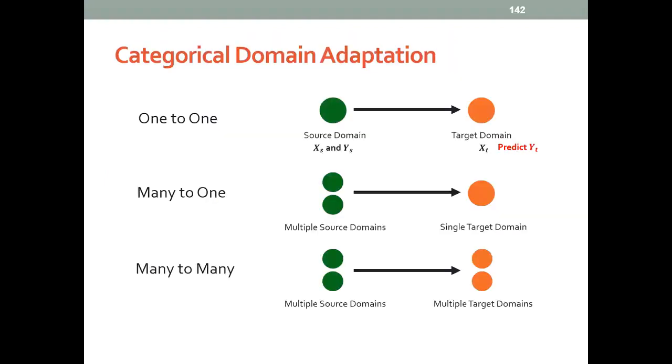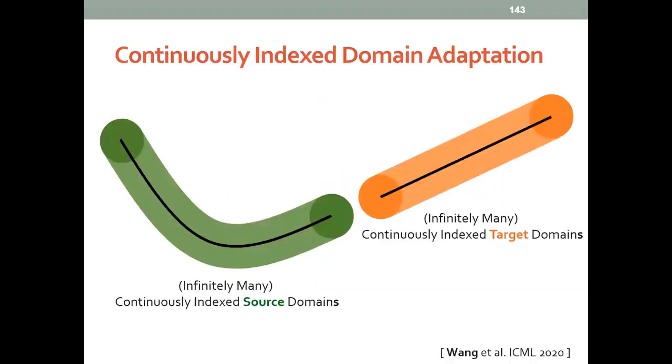So essentially, traditional categorical domain adaptation only considers adapting across a handful of domains, and our proposed continuously indexed domain adaptation adapts from continuously indexed source domains, which may be infinitely many, to potentially infinitely many continuously indexed target domains, where these domains often follow a continuous structure or trajectory.